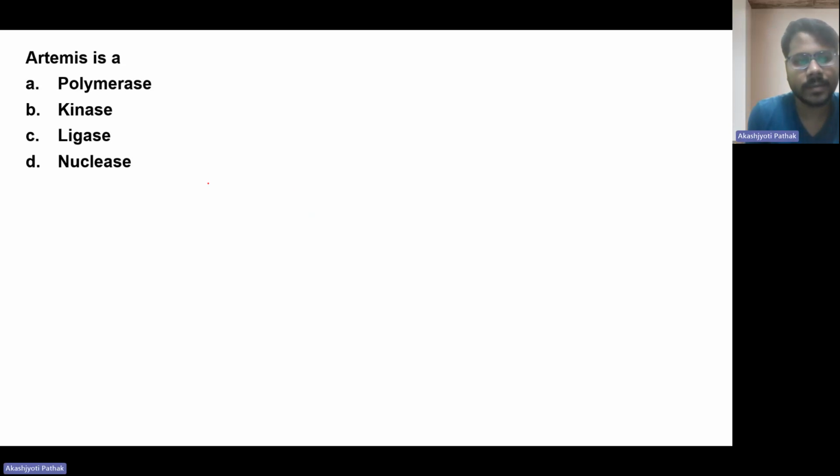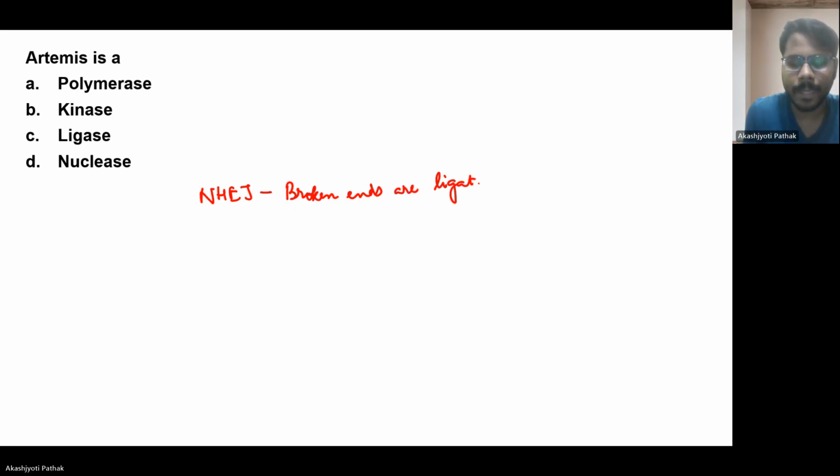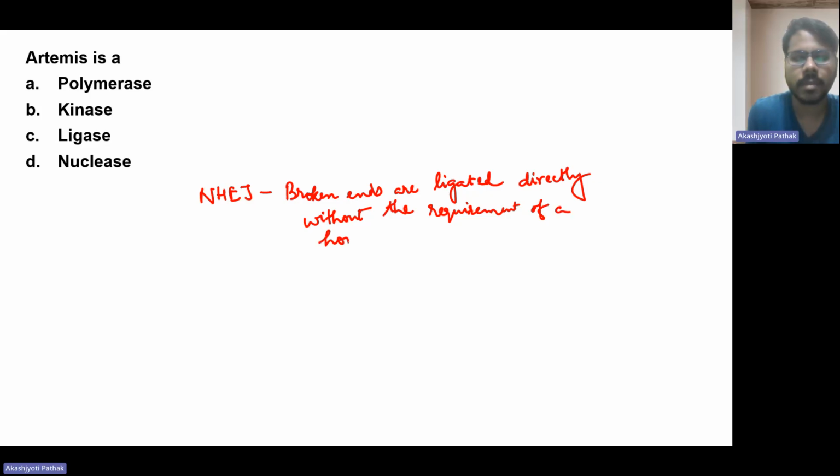Okay, so what is happening in non-homologous end joining basically is that the broken ends are ligated directly, without the requirement of a homologous template.